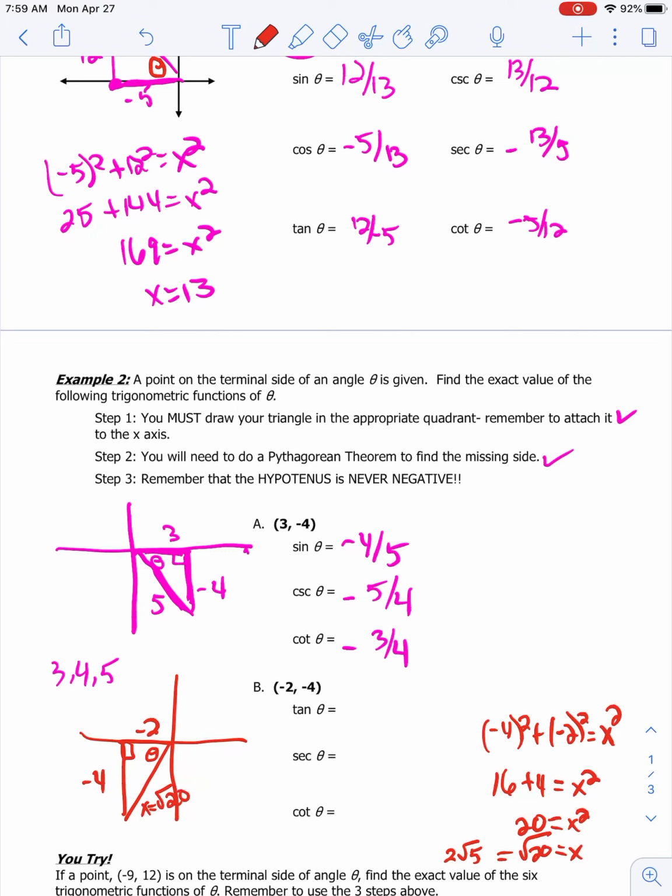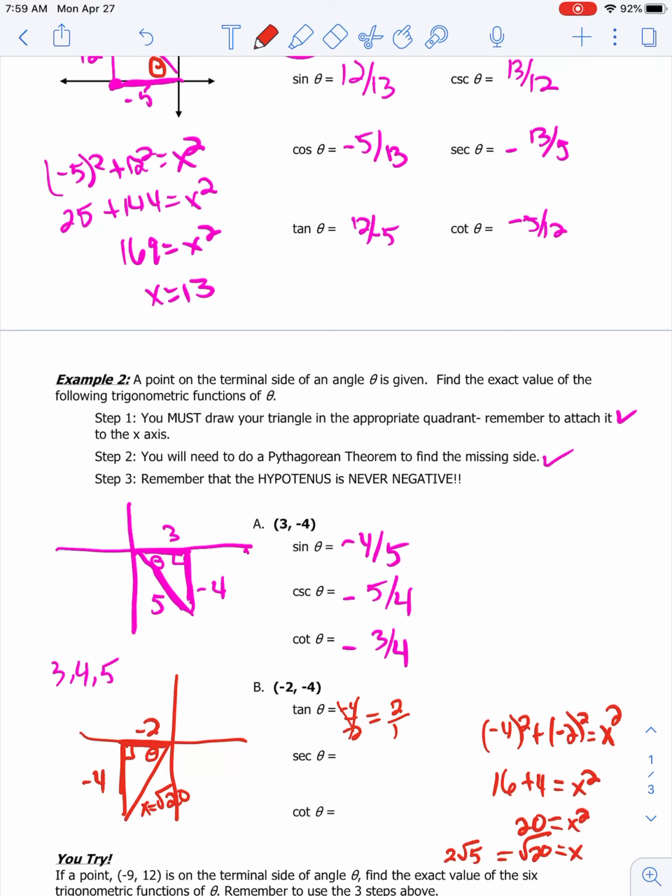So tangent here would be opposite over adjacent. So I'd have negative 4 over negative 2. Do not leave it like that. You simplify it and turn it into 2 over 1. And it's now positive because negative over negative.